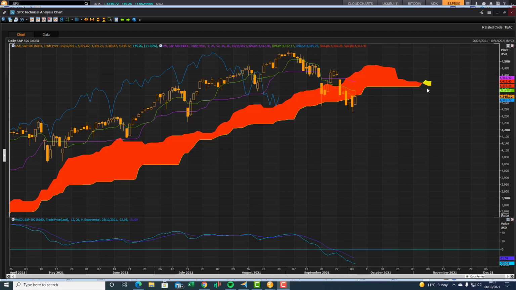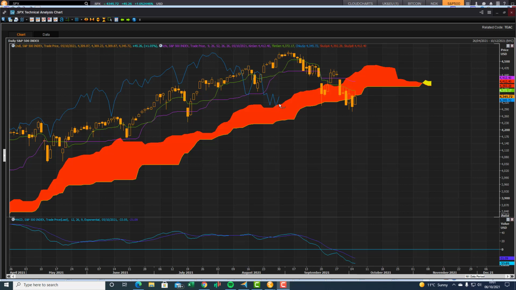The front end of the cloud is indicating that there might be some more pain to come. That front cloud twist gives you an early warning signal that there might still be some downside to go. If we look at the lagging line here, the lagging line is fighting hard for support at this top end of the cloud level, yeah?